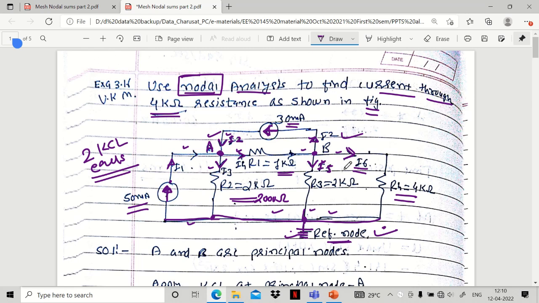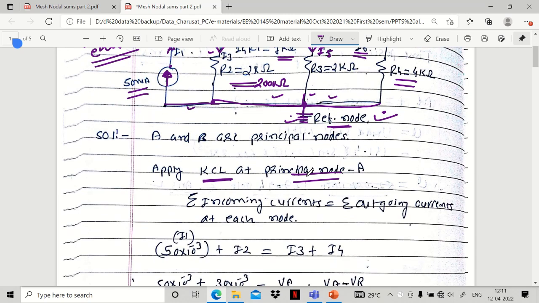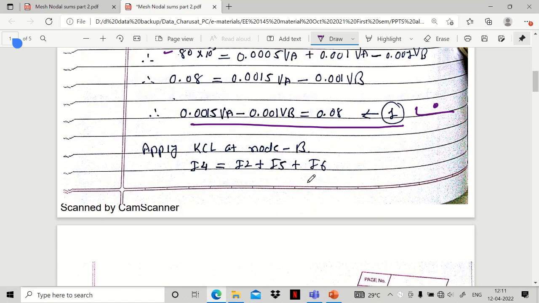Now apply the KCL for the node B. Summation of incoming currents. Which are the incoming currents? Incoming current at node B is I4, and is there any other incoming? No. I2 is outgoing, I6 is outgoing, I5 is outgoing, right? So incoming is only I4. So I4 would be equal to outgoing I2 plus I5 plus I6.